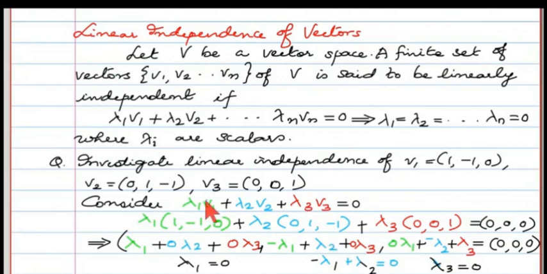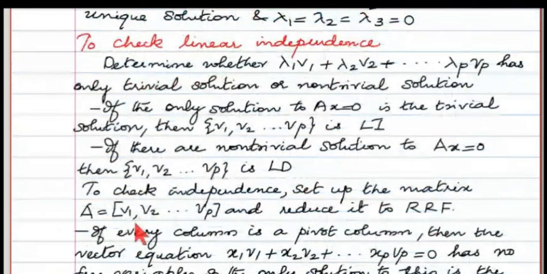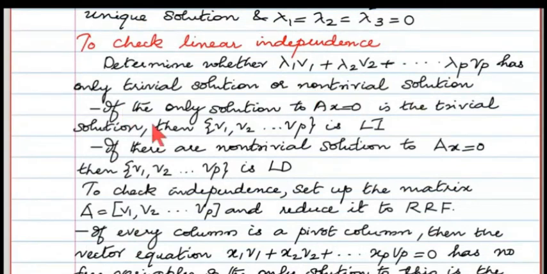So these three vectors are linearly independent. A set of vectors is linearly independent means the lambdas will be 0. So here the lambdas are 0, so these vectors are linearly independent. To check linear independence, determine whether lambda 1 v1 plus lambda 2 v2 plus etc. lambda p vp equal to 0 has only the trivial solution or a non-trivial solution. If the only solution to Ax equal to 0 is the trivial solution, then the set v1, v2, etc. vp is linearly independent. If there is a non-trivial solution to Ax equal to 0, then v1, v2, etc. vp is linearly dependent.